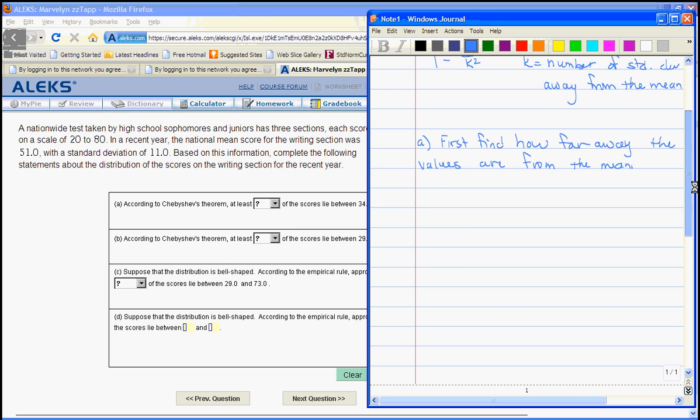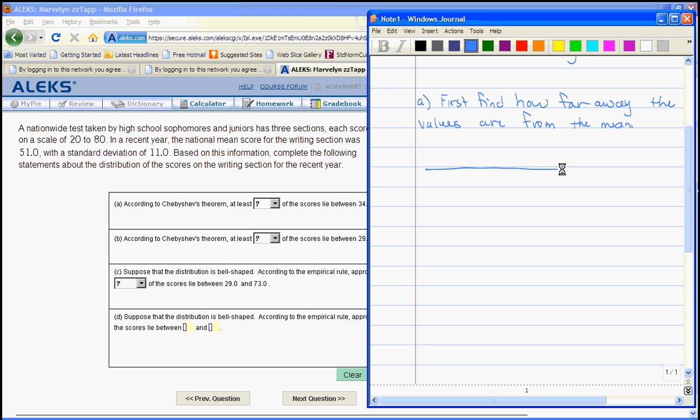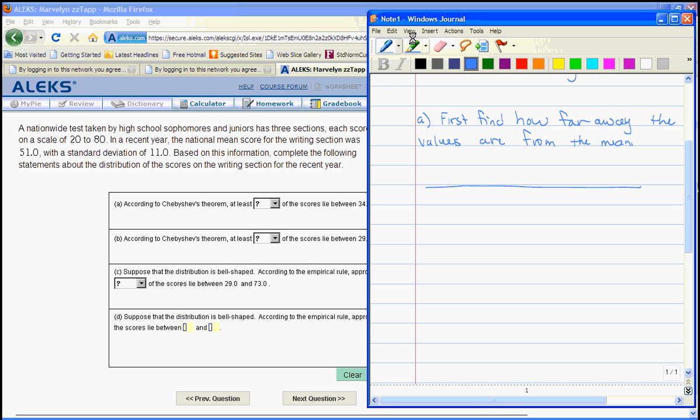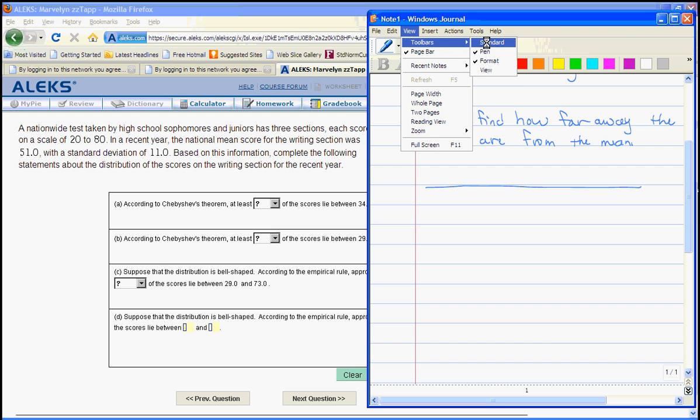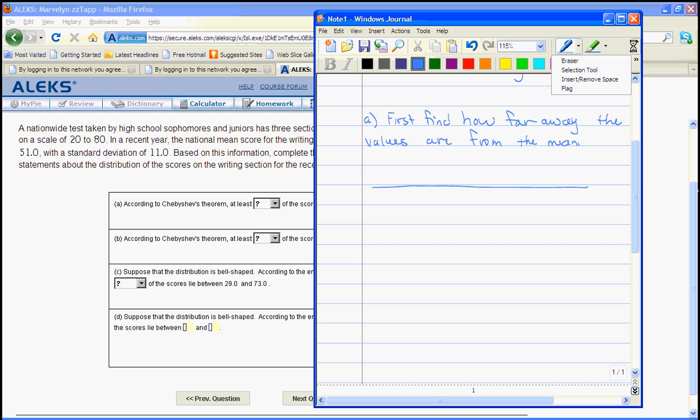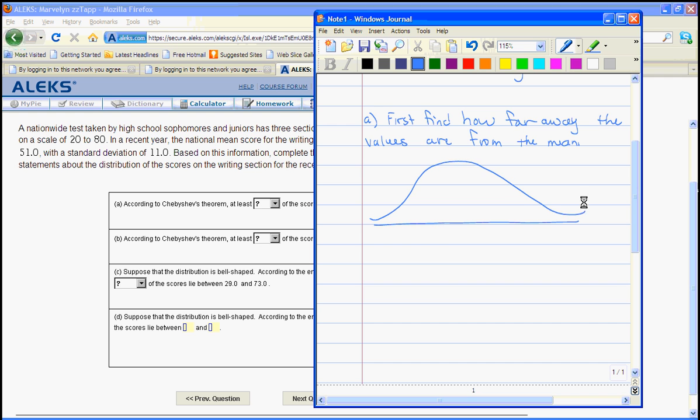So for those of us that are a little more visual, this is kind of what's going on. We have our data, however it's shaped. Remember, Chebyshev is a little more loose. It doesn't have to be bell-shaped. It could be skewed or kind of have a different shape. Let's just say it looks like that.